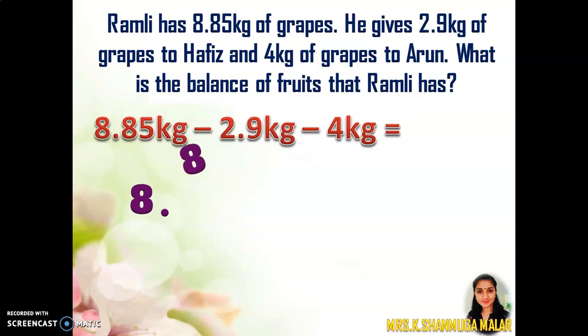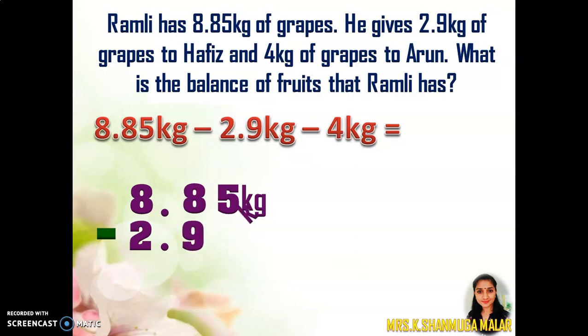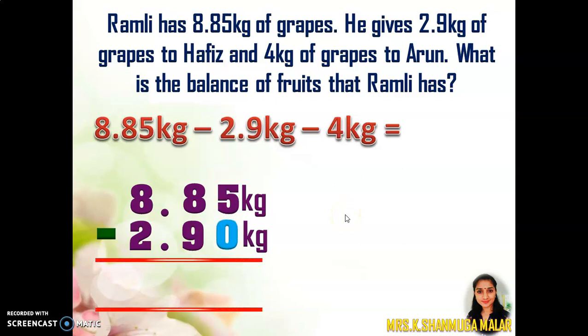First, write the first number, 8.85 kilogram. Please don't forget to write the unit. Then 2.9 kilogram. And here we don't have any number, so we place 0. Then we start to find the answer. Before we start, we must place the decimal, also the unit.